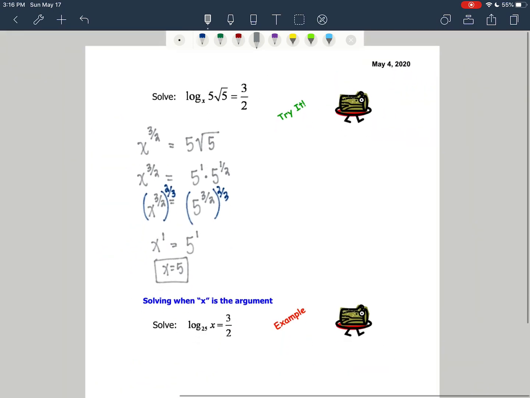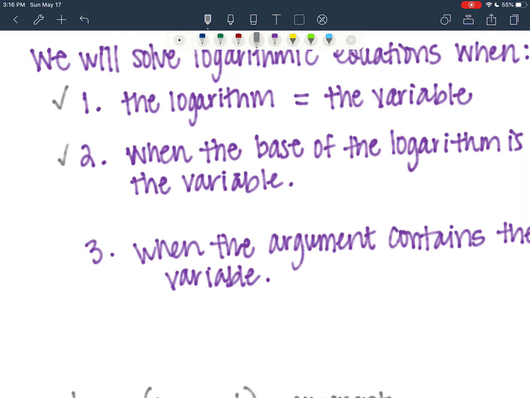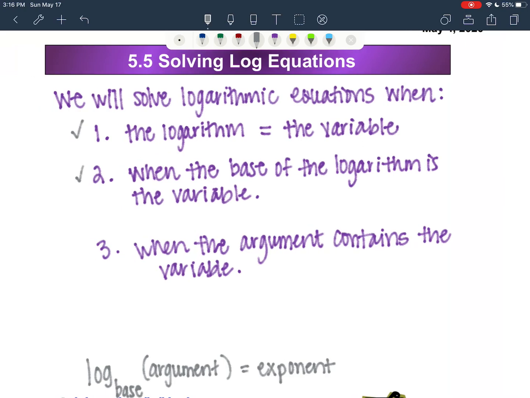When we come back, we are now going to solve log equations when the argument contains the variable. So now the argument is going to contain that variable. And there's just one additional step that we're going to have to look into to make sure that our answers are workable.